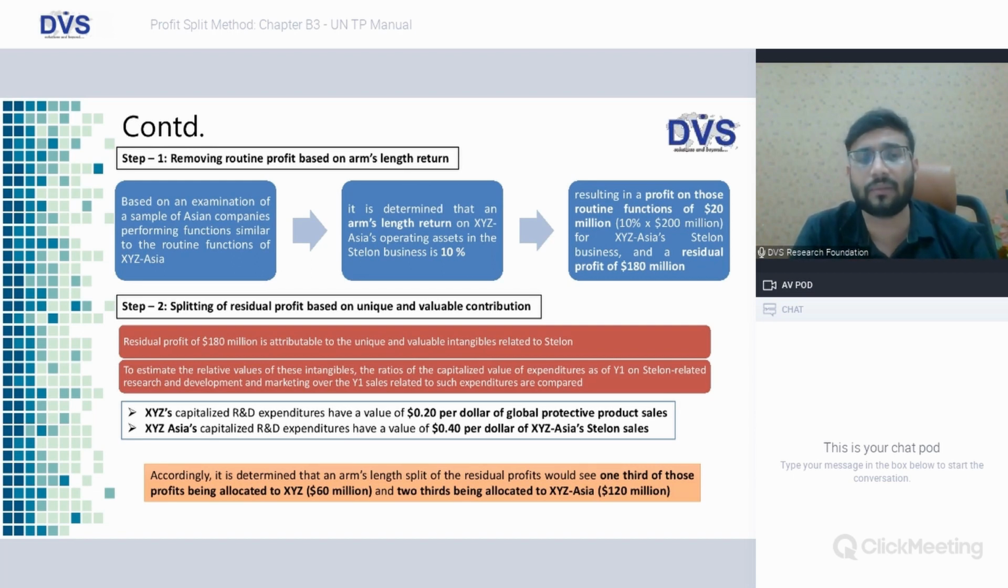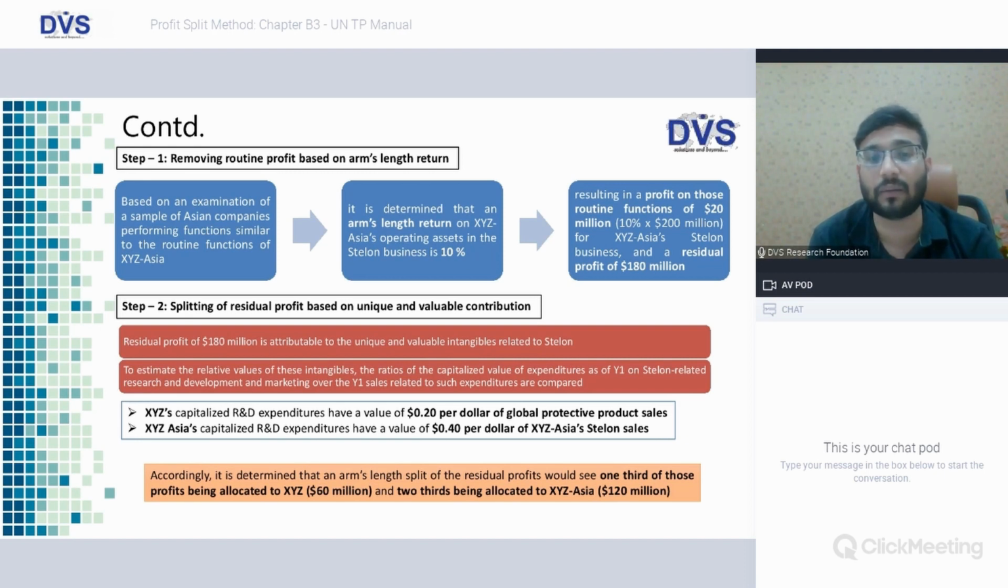Splitting of residual profit, there comes step two. Splitting of residual profit based on unique and valuable contribution. Residual profit of 180 million is attributable to the unique and valuable intangibles related to Stellon. To estimate the relative value of these intangibles, the ratio of the capitalized value of expenditure as of Y1 on Stellon related research and development and marketing over the Y1 sales related to such expenditures are compared. So these are the functions being performed by XYZ Asia, R&D and marketing. So vis-a-vis sales, XYZ's capitalized R&D expenditures have a value of 0.2 per dollar of global protective product sales. XYZ Asia's capitalized R&D expenditures have a value of 0.4 per dollar of XYZ Asia Stellon sales. So these are the additional information given.